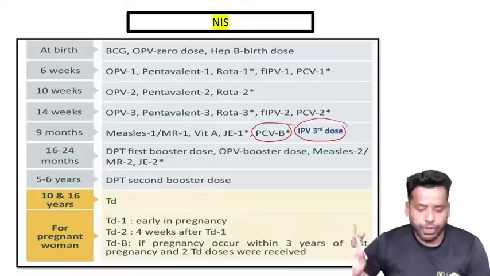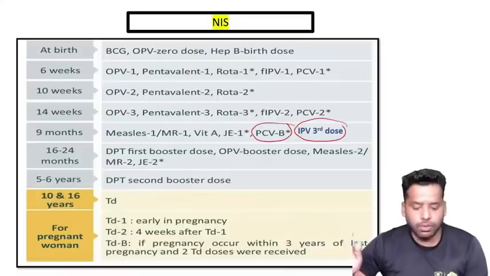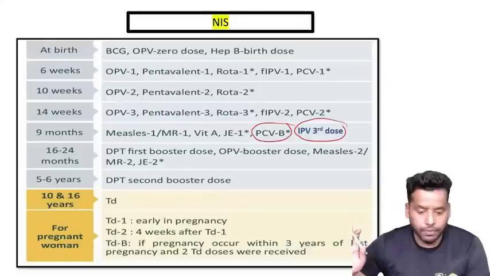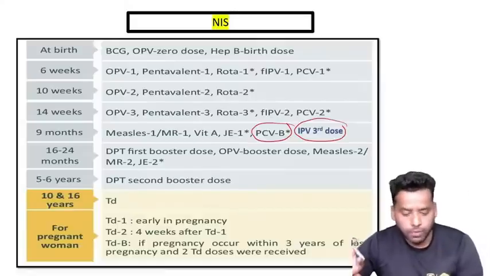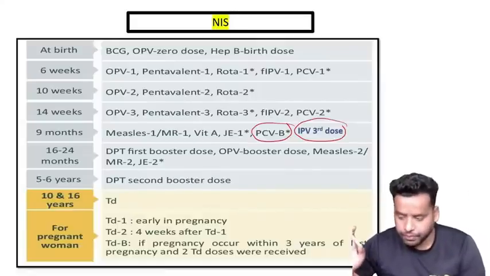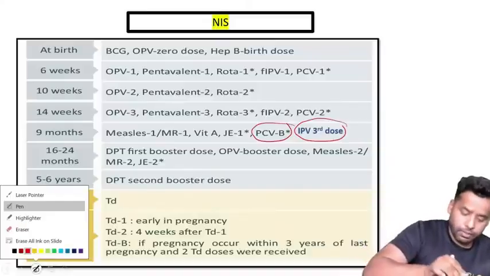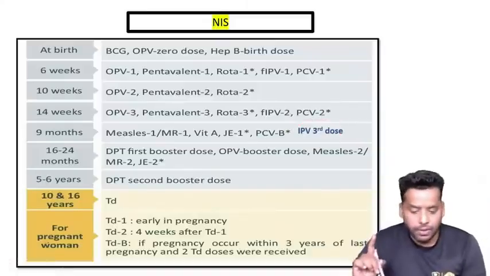So now, rest in peace. Almost including boosters and everything, all are 3 doses only. Rota 1, 2, 3. IPV, that is fractional IPV that we use, 1, 2 and 3rd dose. PCV 1, 2 and booster. So rest in peace.